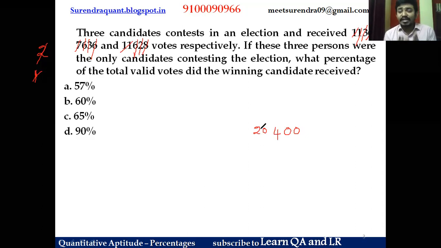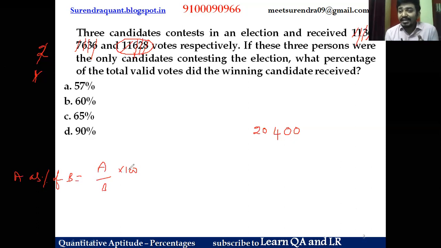Now out of this 20,400 votes, who is the winner? The one who got more votes. So out of the 3 given persons, the winner is the one who got 11,628 votes. Now he is asking 11,628 is what percent of 20,400? Because he is talking about the winner got what percentage of the total. Simply, we discussed in the very first lecture of percentages. How do we express A as percent of B? So we can express this as A by B into 100.